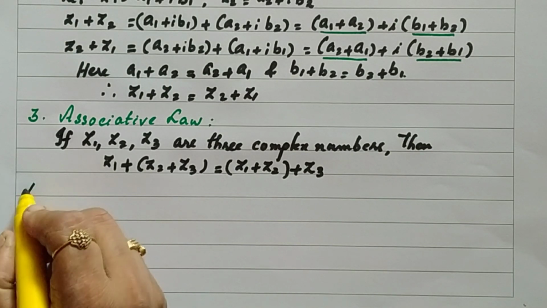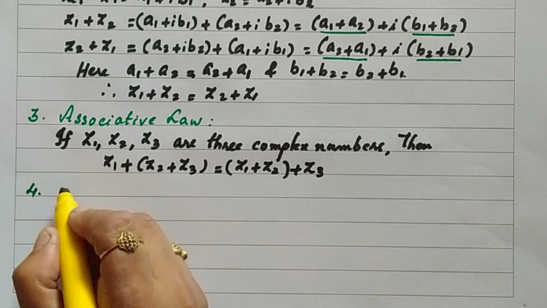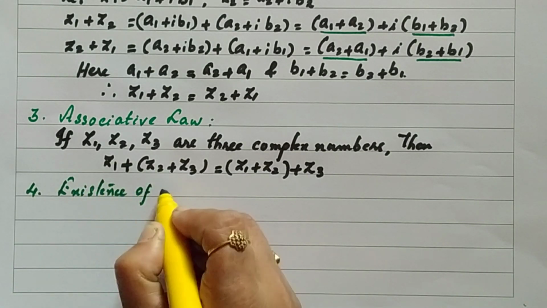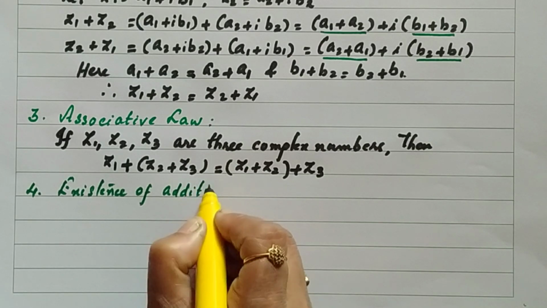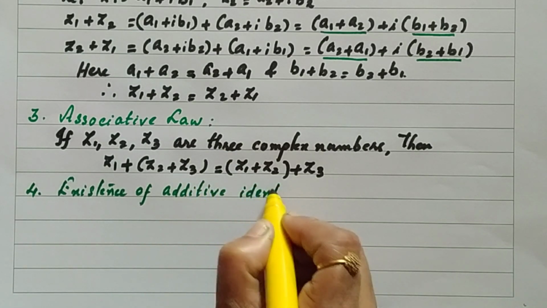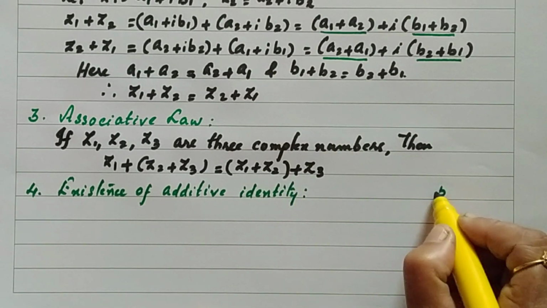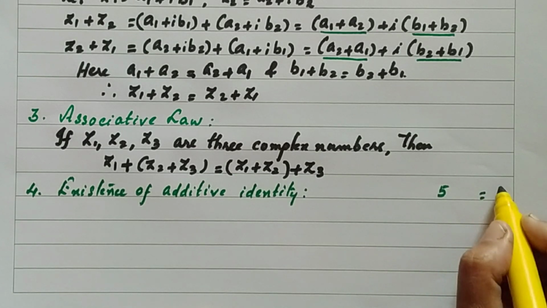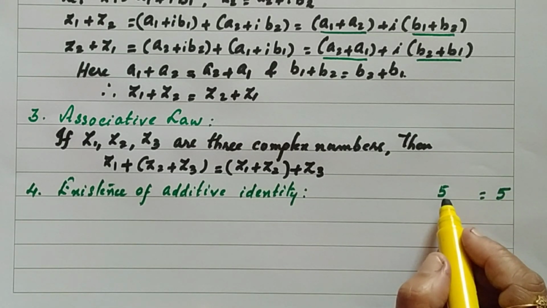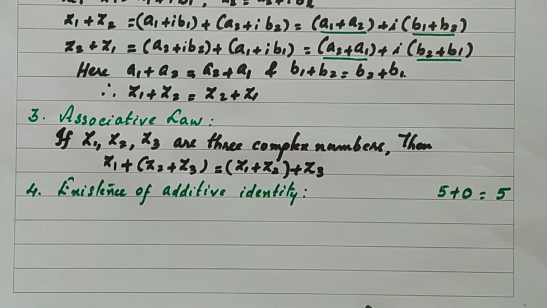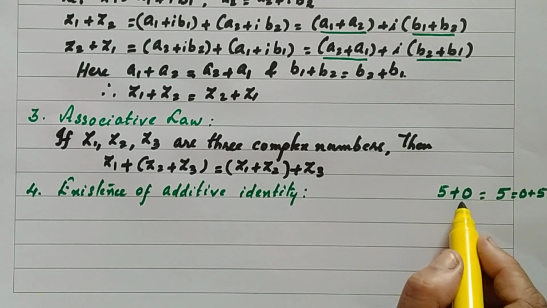What is the fourth property in the case of real numbers? Existence of additive identity. In the case of real numbers, we know that if 5 is a real number, what is the additive identity? The additive identity is the number which gives the same number. That is, the operation with 0 gives the same number, 0 plus 5. So 0 is the additive identity in the case of real numbers.